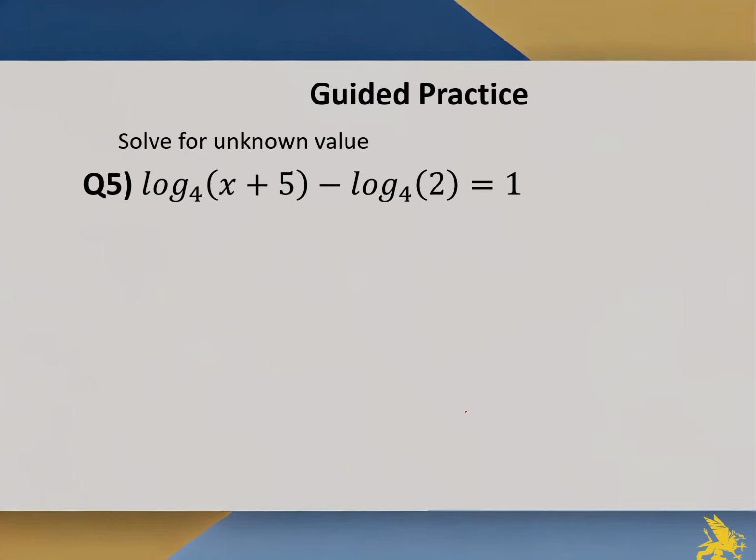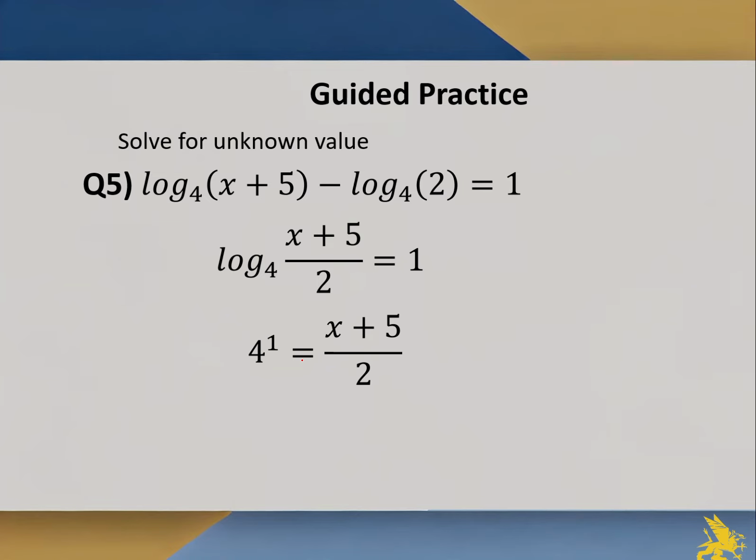For log base 4 of x plus 5, take away log base 4 of 2 is equal to 1. So the first thing I'm going to apply is, I know I'm taking away, so I'm dividing. So it'll be x plus 5 over 2. Now I'm going to change it in terms of understanding exponents. So that means I've got base of 4, exponent of 1. So 4 to the power of 1 is equal to x plus 5 over 2.